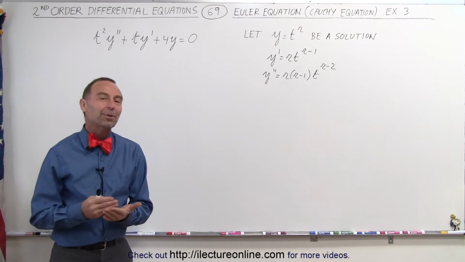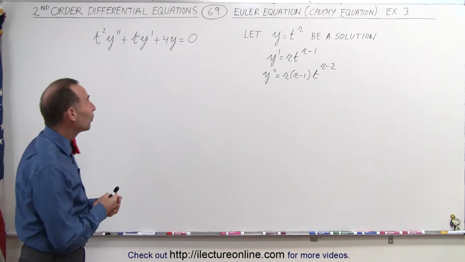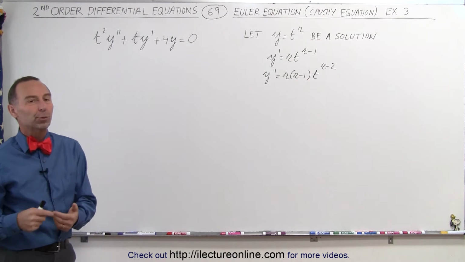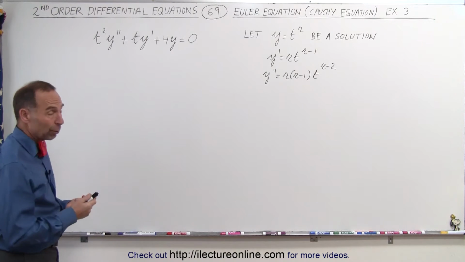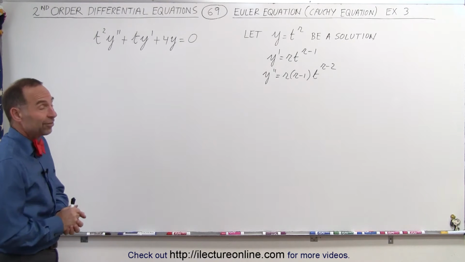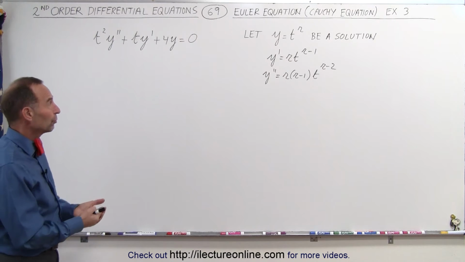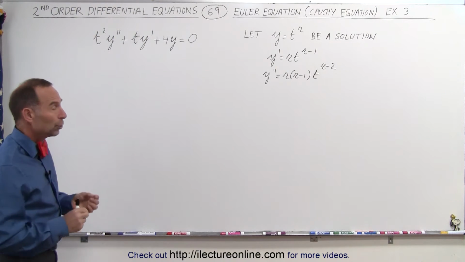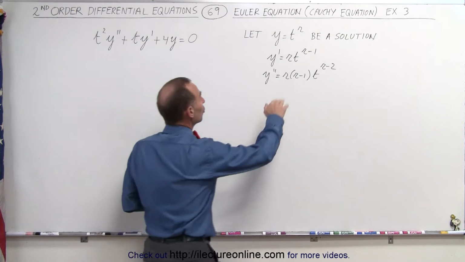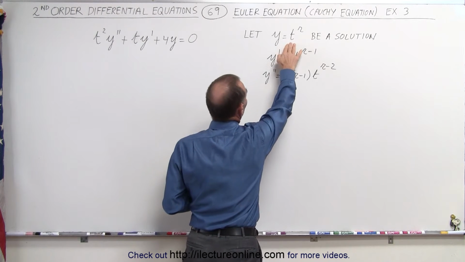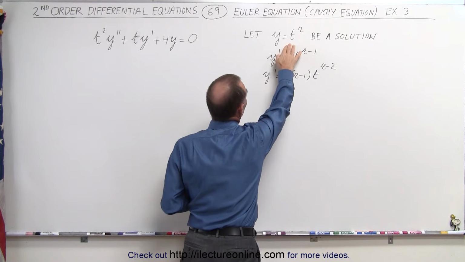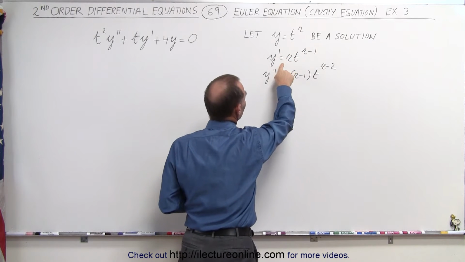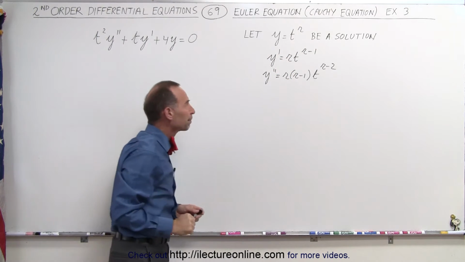The third example of the Euler equation comes when we're going to have imaginary roots. So here's an equation that will probably lead to imaginary roots, and let's see what the solution for this equation looks like. We know that the general format should be something like this. And so we're going to start with this as being part of the solution, and then the first derivative and second derivative look like that.